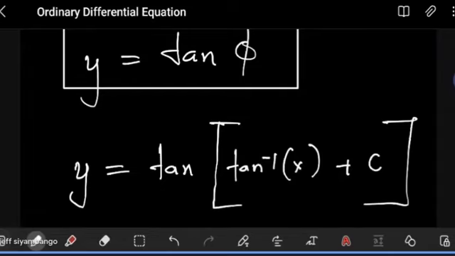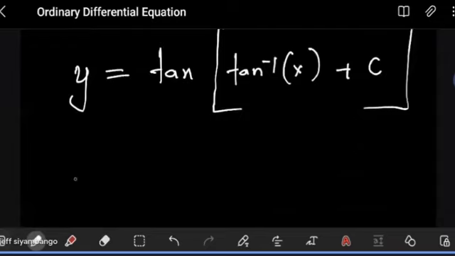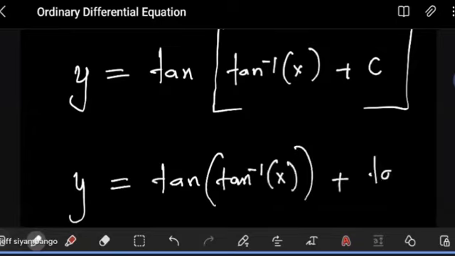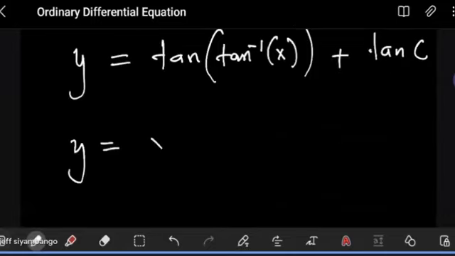Above, we have tan and tan inverse. What is going to be tan of tan inverse of x? What do you guys think? I'll just distribute that tan there. What is going to be tan of tan inverse of x? X. Yes. So tan of tan inverse of x will reduce to just x, while tan c will remain tan c. So this becomes y is equal to just x plus tan c.